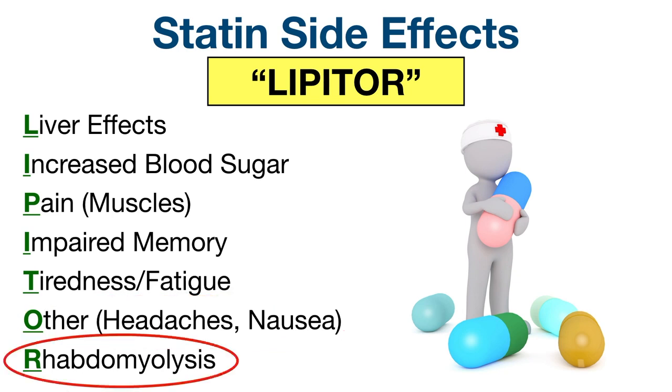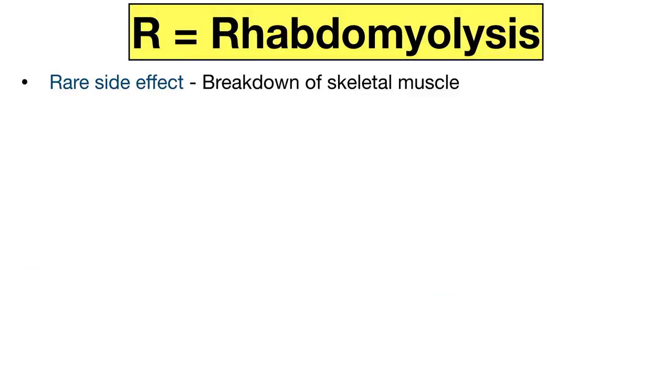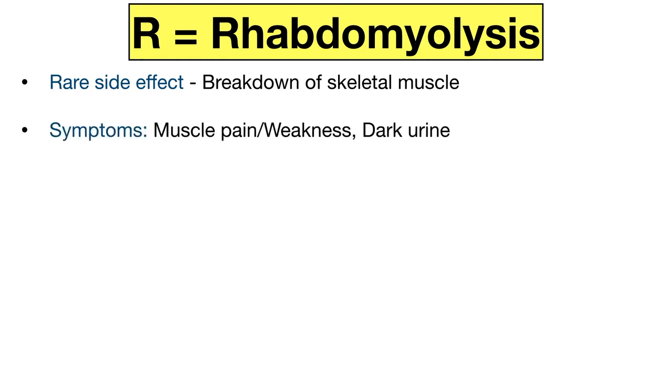And finally, we have the R in Lipitor, which stands for rhabdomyolysis. Rhabdomyolysis is a rare side effect characterized by the breakdown of skeletal muscle. As mentioned before, statins can cause muscle side effects, including muscle pain and tenderness. Rhabdomyolysis is the severe form of that. Symptoms may include muscle pain or weakness and dark urine.